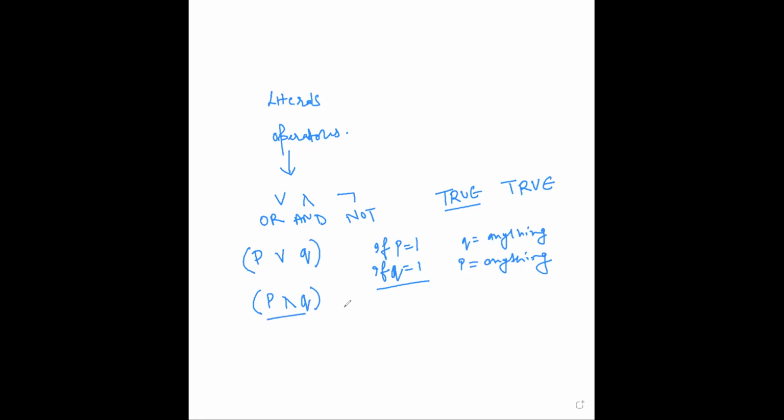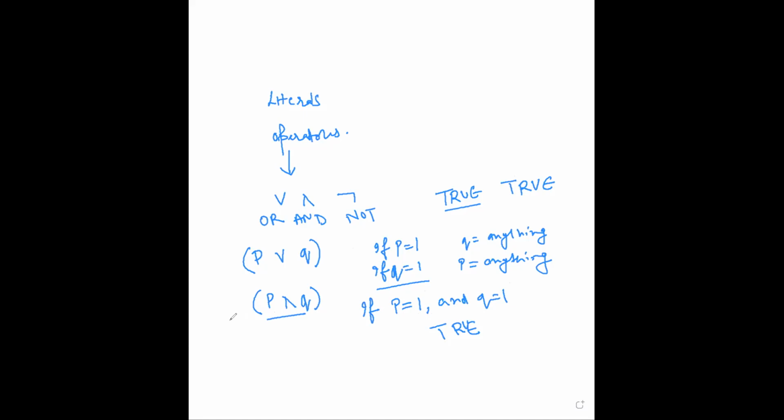Now, P and Q. What does P and Q mean? It is going to return true only when the value of P is equal to 1 and Q is equal to 1. So if P is equal to 1 and Q is equal to 1, is it satisfiable? The answer is true.